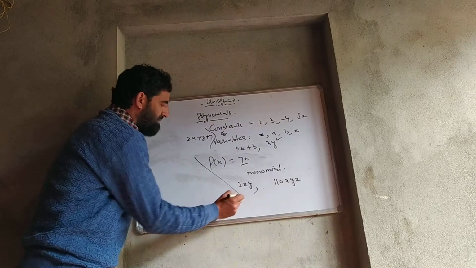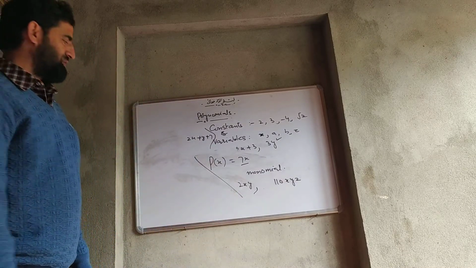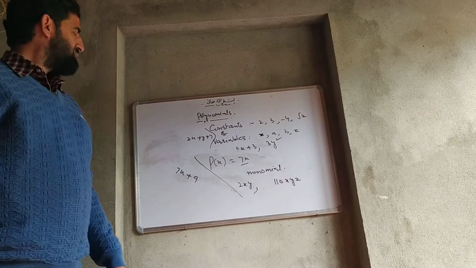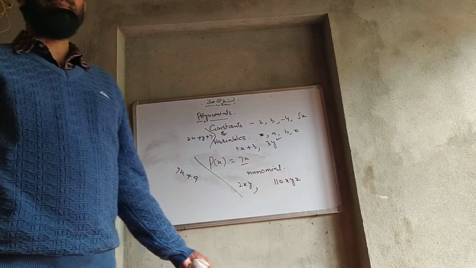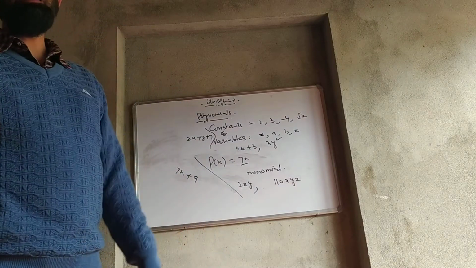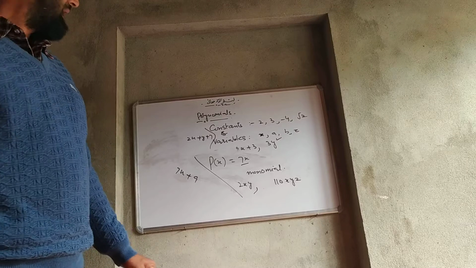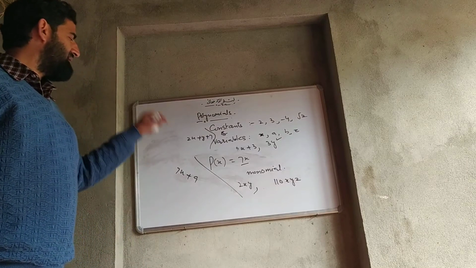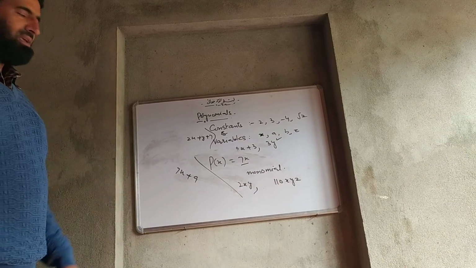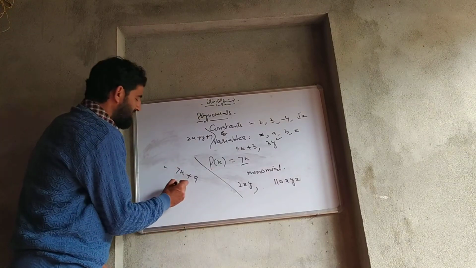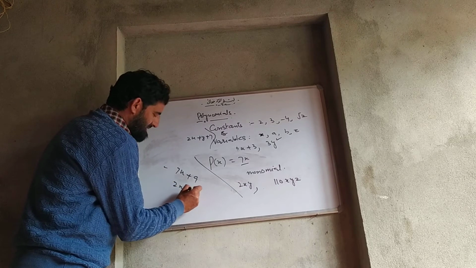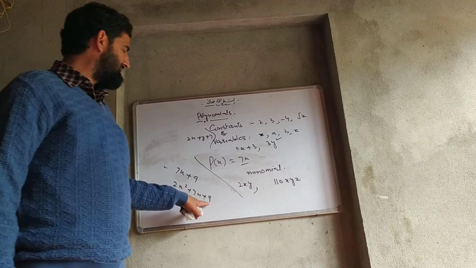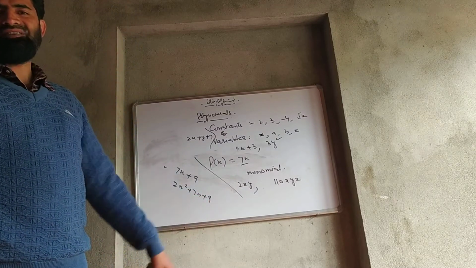Binomial means any polynomial with two terms, like 7x plus 9. This is a polynomial with two terms, and it is called a binomial. Bi means two and nomial means terms. Then a trinomial is like 2x square plus 7x plus 9. There are three terms in this polynomial, and this is called a trinomial.